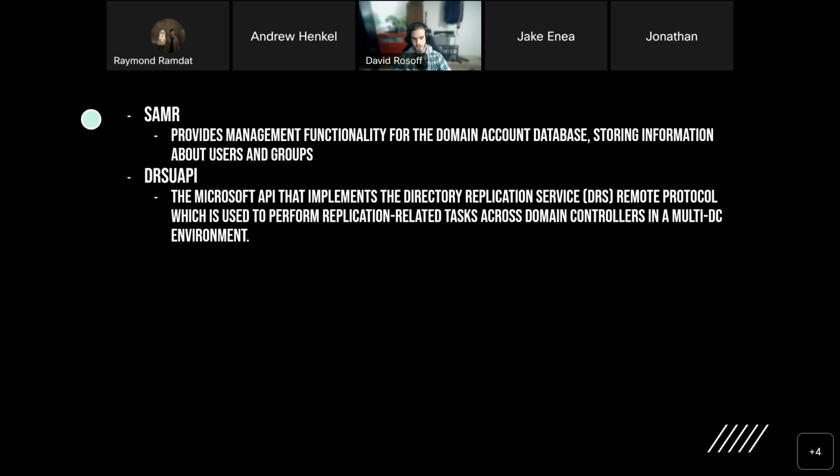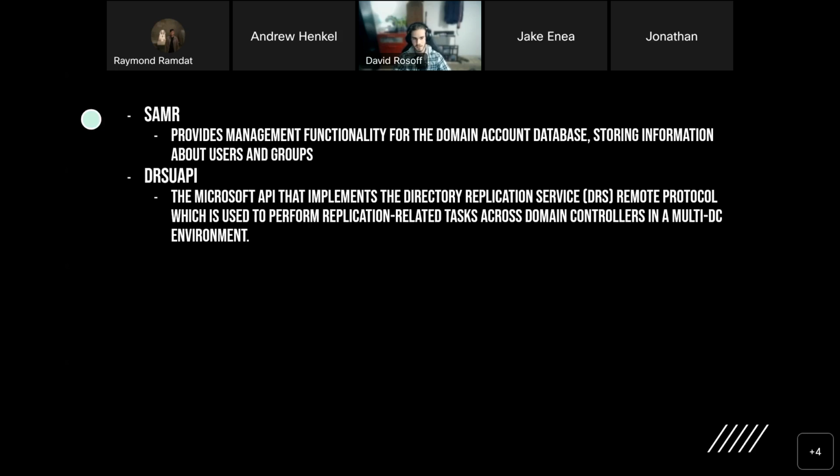Another fun note for anyone into security is that this interface can also be leveraged to perform what's called a DC sync attack. DC sync is an attack in which you basically replicate the replication traffic between domain controllers, and you trick a domain controller into sending you some data.